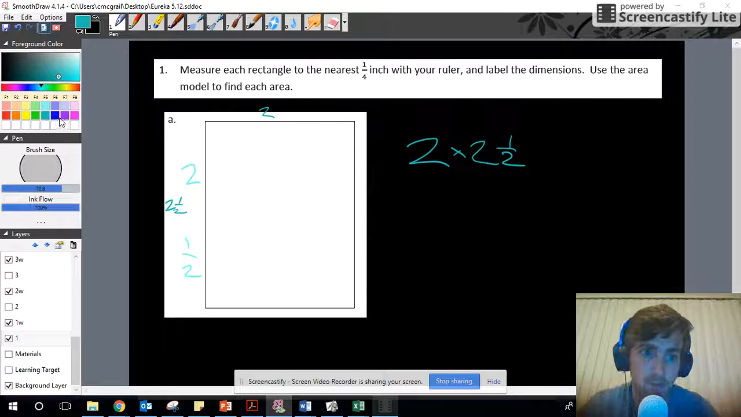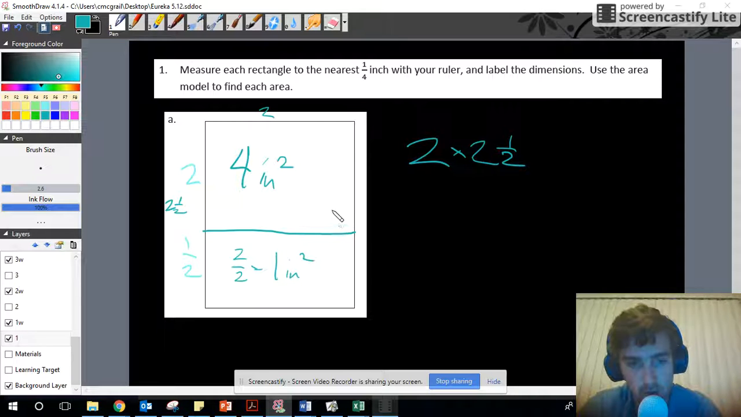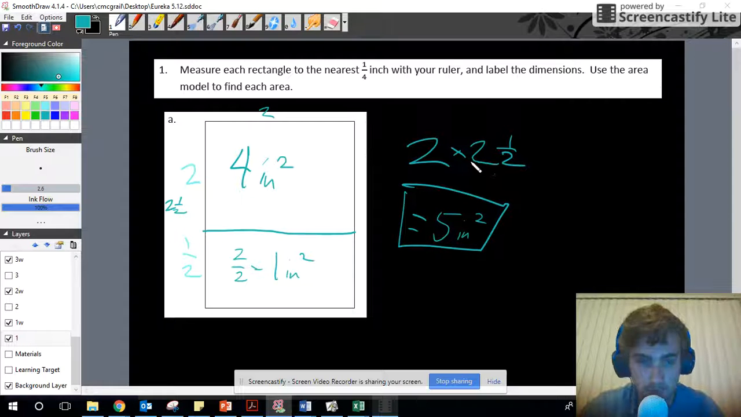So I'm going to split it into whole number and fraction. Really I only have 2 boxes here, 2 times 2 and 2 times 1/2. I know that 2 times 2 is 4 square inches. And then 2 times 1/2 equals 2 halves, or 1 square inch. So the quick answer for problem 1A is my area is 5 square inches. Pretty easy, pretty straightforward.